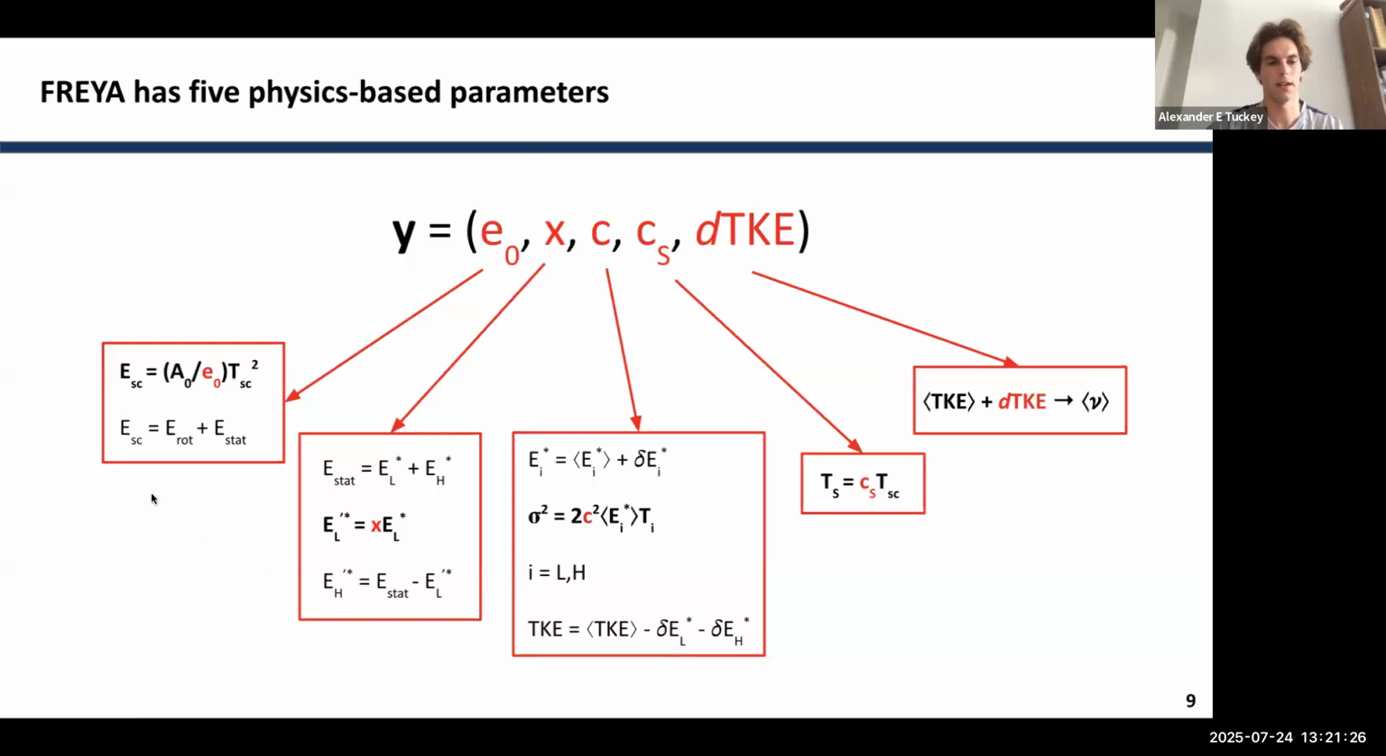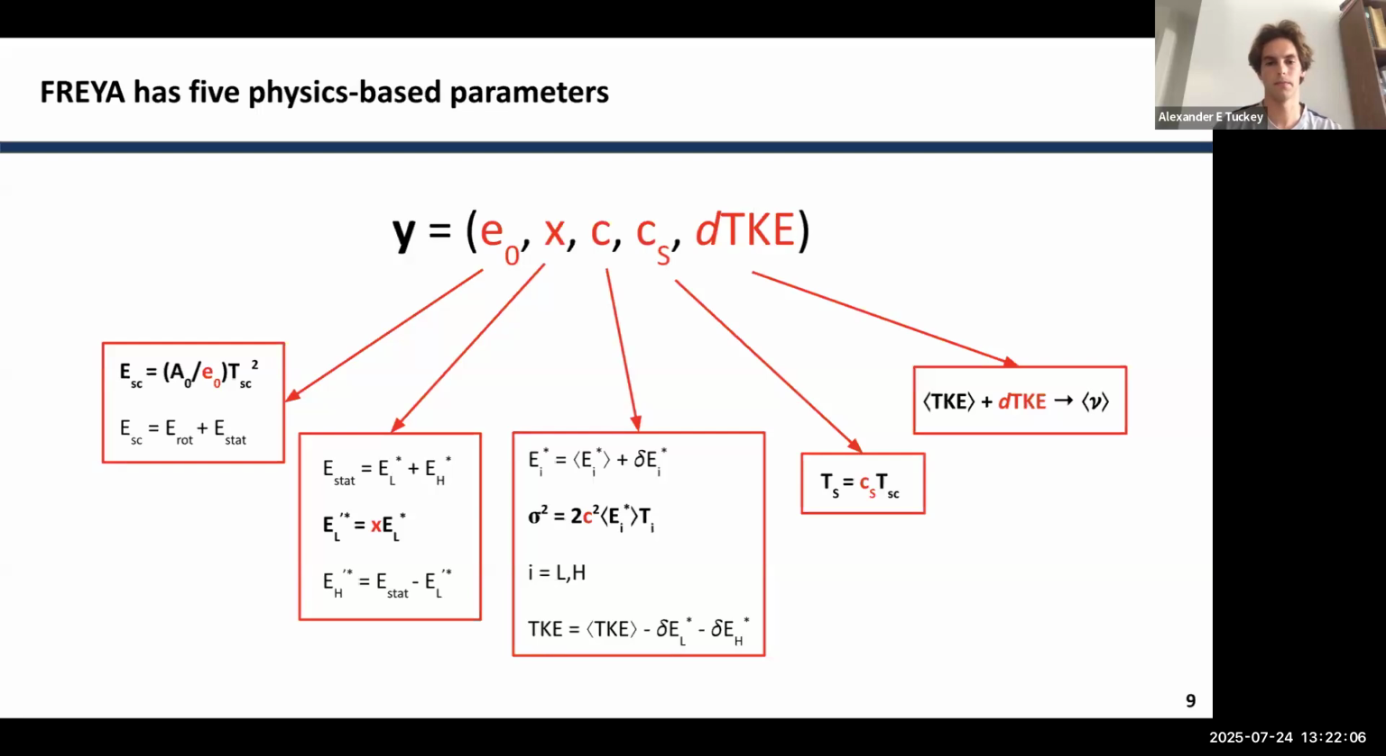And this excitation energy at scission is divided into the rotational energy of the fragments and the statistical excitation energy of the fragments, which I had previously referred to as the intrinsic excitation, but it's the same thing here. And so it's in this statistical excitation energy that our second parameter x comes into play. Initially, we divide the statistical excitation energy between the light and heavy fragments according to something called their level densities.